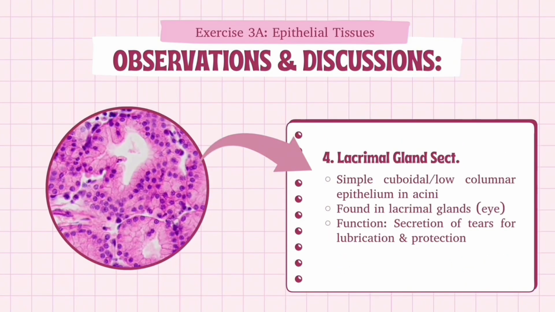For our fourth one, it's the lacrimal gland section. Tissue showed simple cuboidal to low columnar epithelial cells arranged in clusters or acini. Light staining cytoplasm indicated active secretion, and it can be found at the lacrimal gland located in the upper lateral portion of the orbit near the outer corner of the eye. And this type of epithelium specializes in secretion, producing tears that lubricate and protect the eye.